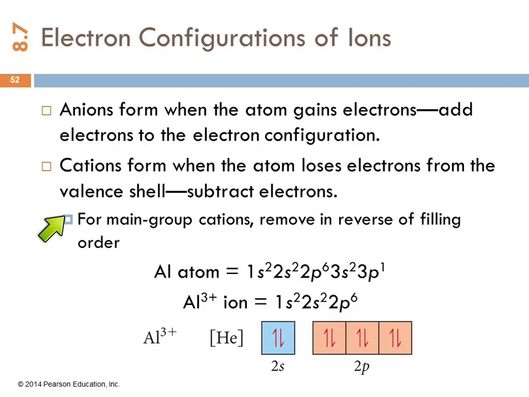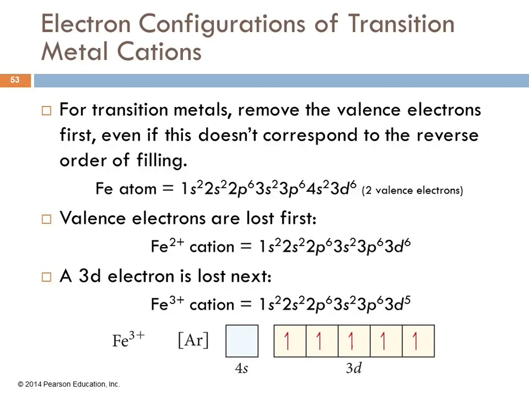So for main group cations, if you're trying to write the electron configuration, you start with the atom and then peel them off in reverse order of filling. So you're going to take off this 3p electron first, and then the two 3s electrons, and you'll end up with this, which is equal to neon. And it's always a good sign when your boxes are full for your orbital diagram here. Full boxes, good thing.